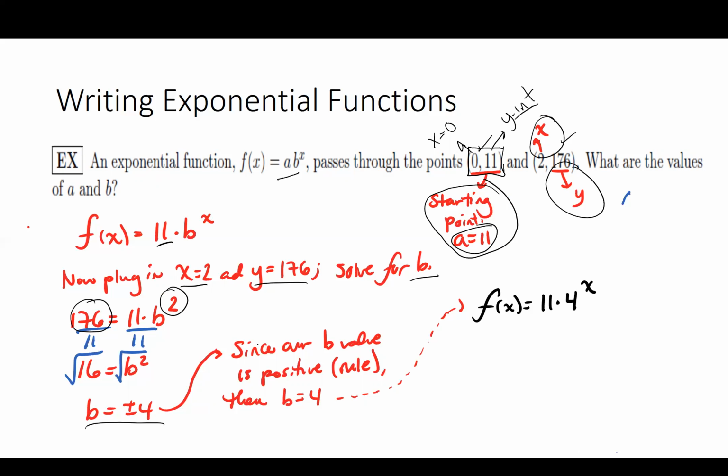Our B value is always going to be positive for this course. Now, when you get to Calc 2, we could have a negative b value, and we could talk about the sequences and series that are derived from that, but that is not a battle for today. Some would argue that that's not a battle forever, so don't fret. It's always going to be positive. And then I end up with f(x) equal to 11 times 4 to the x power. So that's going to be my final function.